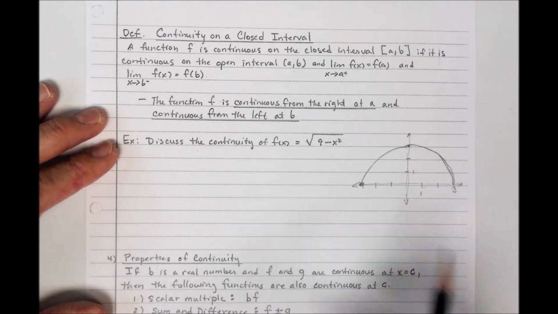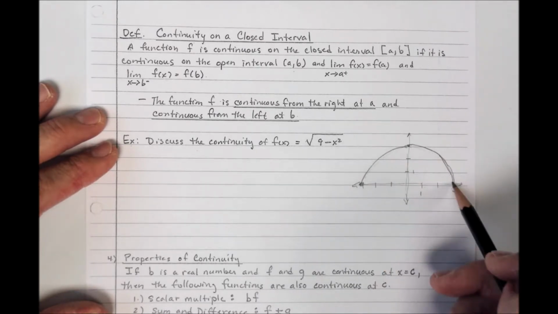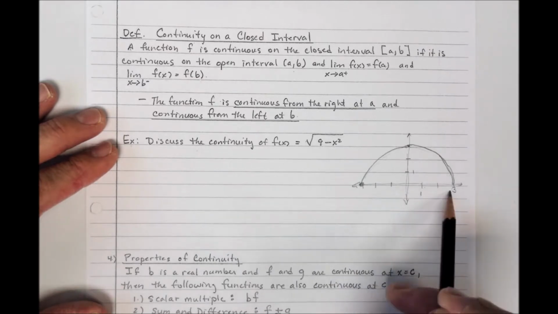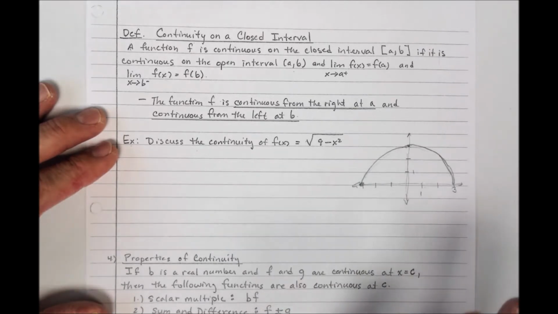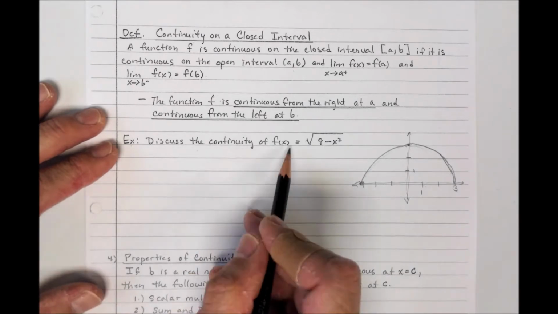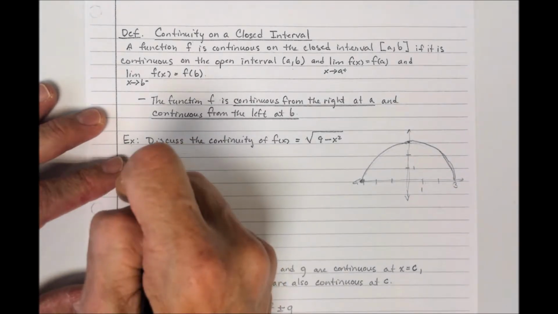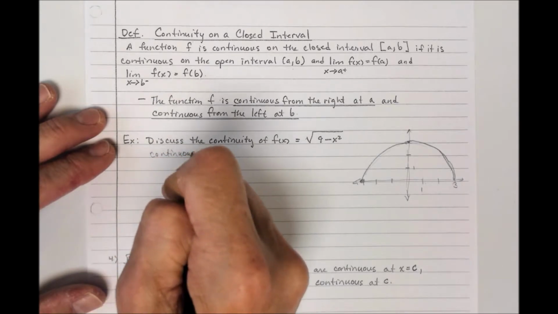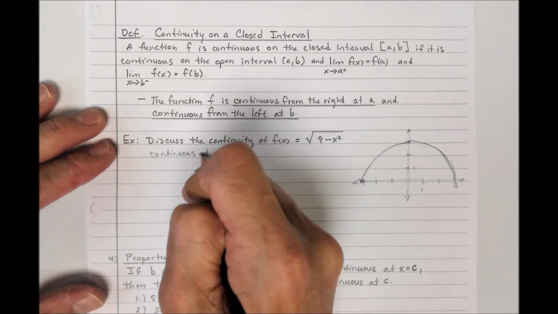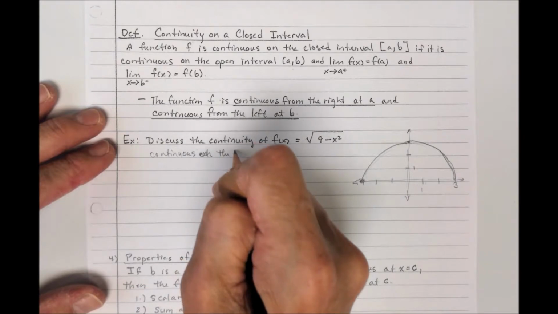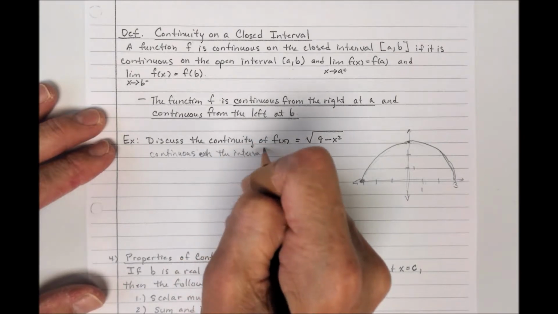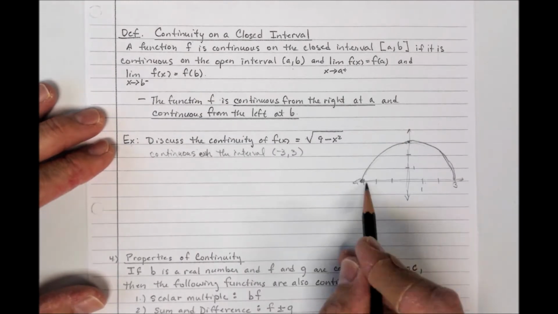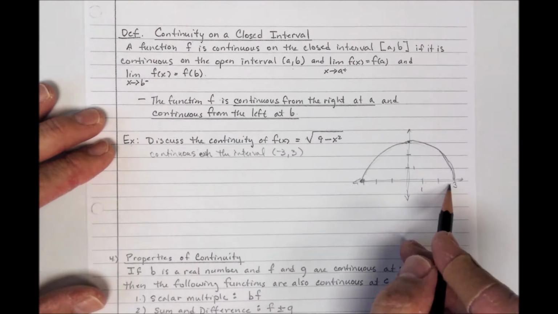So I can see in here that it's continuous everywhere inside, between -3 and 3. I just have to be careful in stating this because it says to discuss the continuity. All right, so this is continuous on the open interval from -3 to 3. But we have to consider what happens on the left and right endpoints.